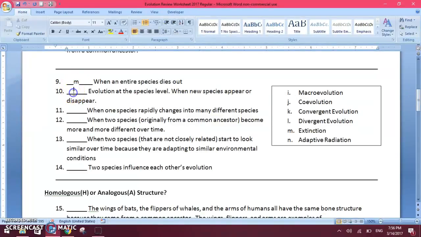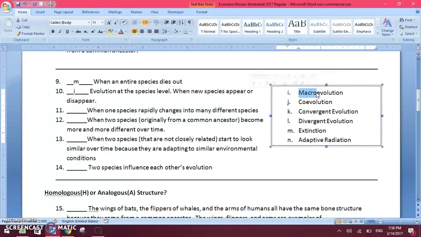All right, number 9, when an entire species dies out, this should be easy. M, extinction. All right, 10, evolution at the species level, when new species appear or disappear. This is macroevolution, letter I. We talk about macro meaning big. All right, you guys talked a little bit about microevolution too. Micro means small, that's on the gene level.